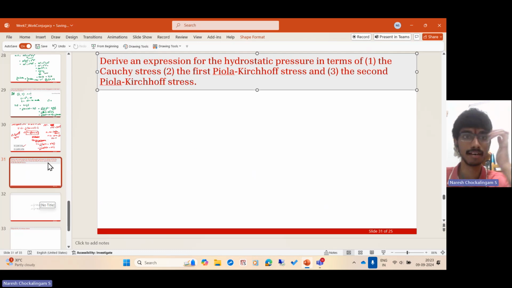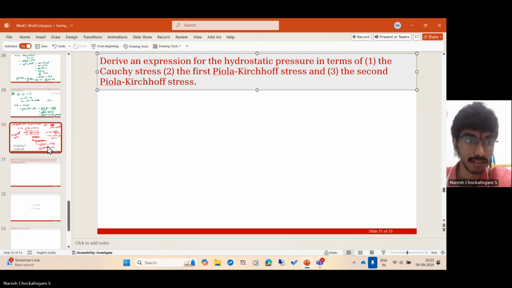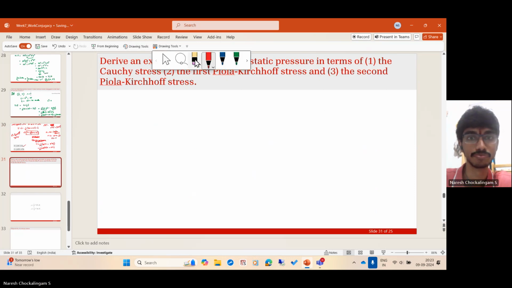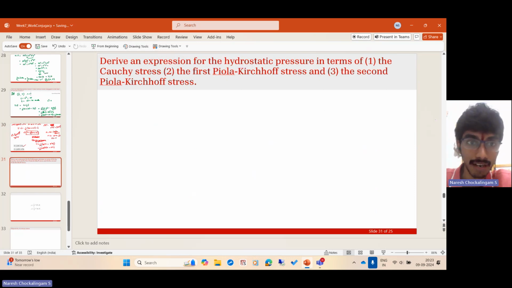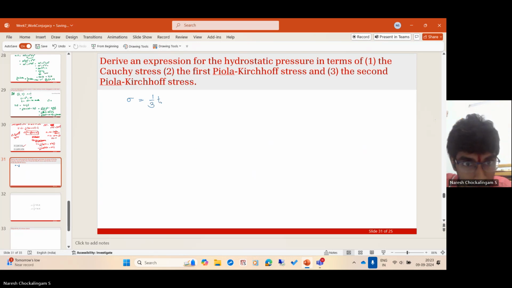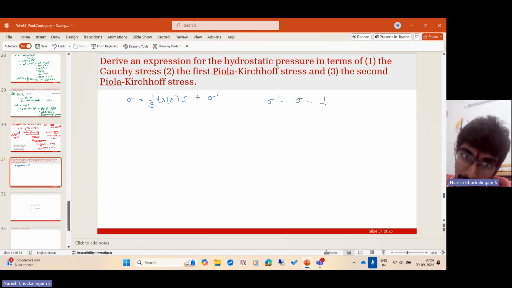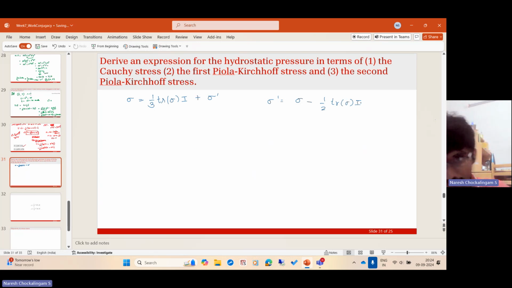Yeah, so this is a problem in decomposition of the stress tensors. So we know that sigma can be decomposed into two parts. One, which is hydrostatic, plus a deviatoric part. So the deviatoric part is nothing but sigma minus, sorry, 1/3 trace of sigma. So this is called the hydrostatic pressure p. So sigma is equal to p times I plus sigma dash.